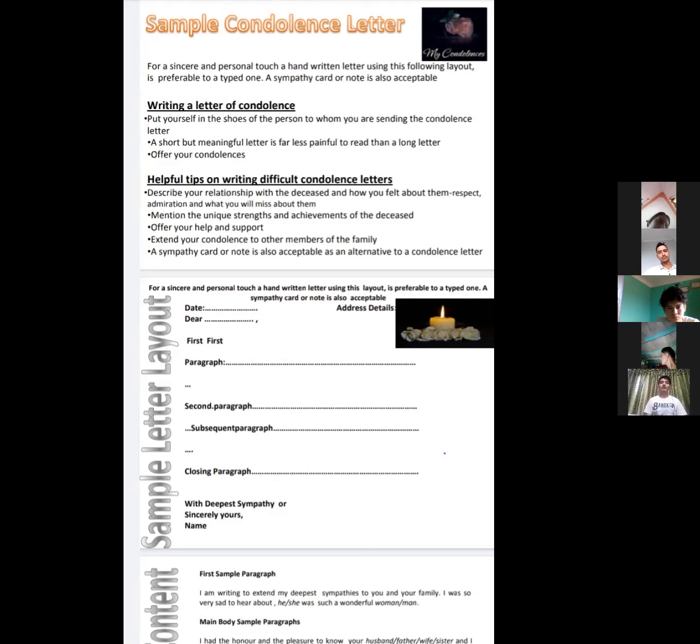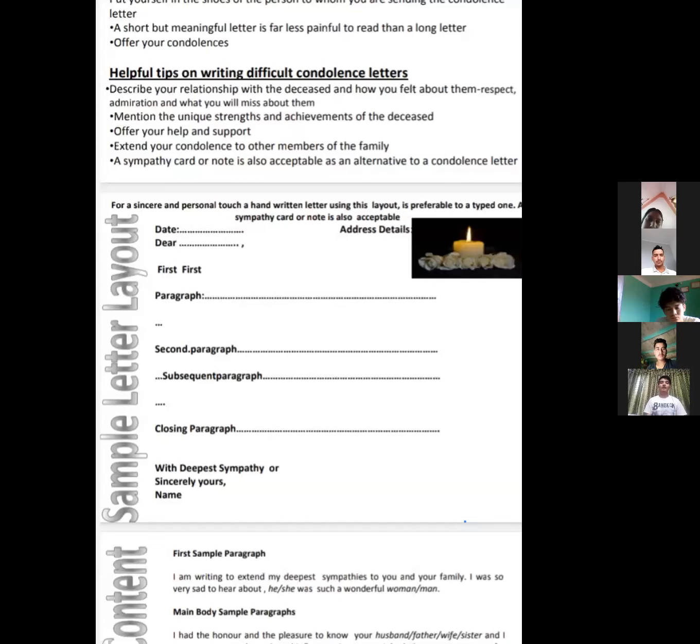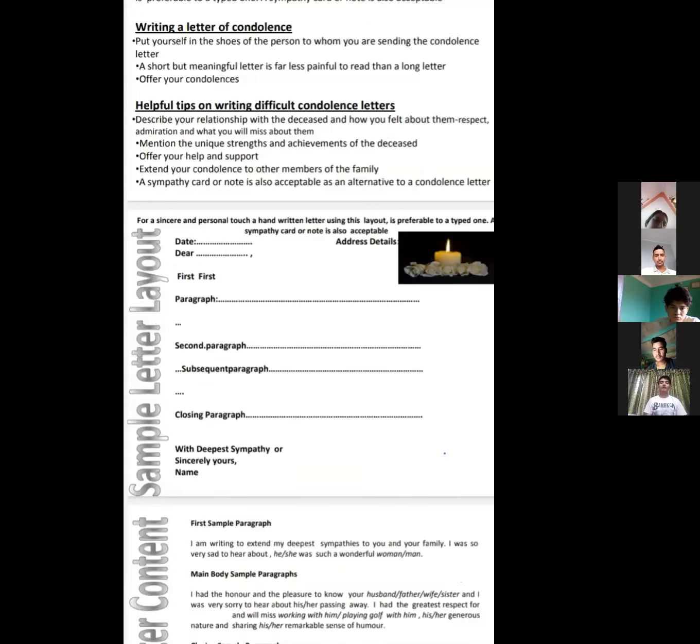So, what you have to include in your letter of condolence. First of all, the first paragraph. This is what I call the opening statement. Opening statement means state the situation first. Situation means what happened over there.